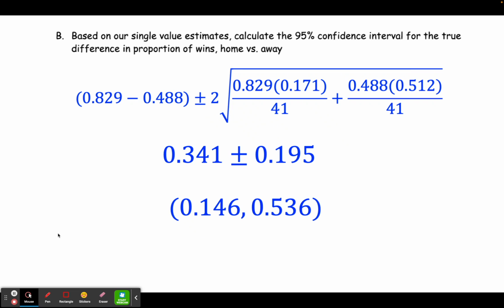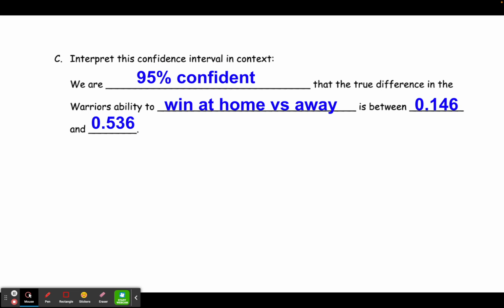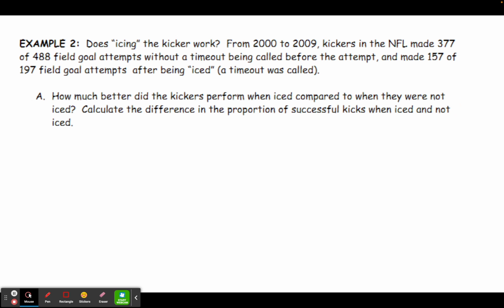So our interval works out to be 0.146 to 0.536. Let's interpret that in context. We would say we are 95% confident that the true difference in the Warriors' ability to win at home versus away is between 0.146 and 0.536. In this example, that entire interval is positive, which means that based on this season, the Warriors definitely have a home court advantage, because they're going to win somewhere between 15 and 54% more games at home than they do on the road. So that's definitely a good home court advantage for them.